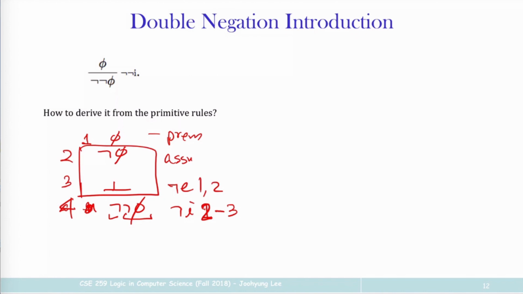So in that sense, the double negation introduction rule is kind of a macro. Okay, you don't have to rely on it, but if you have a macro, sometimes your program becomes simpler.